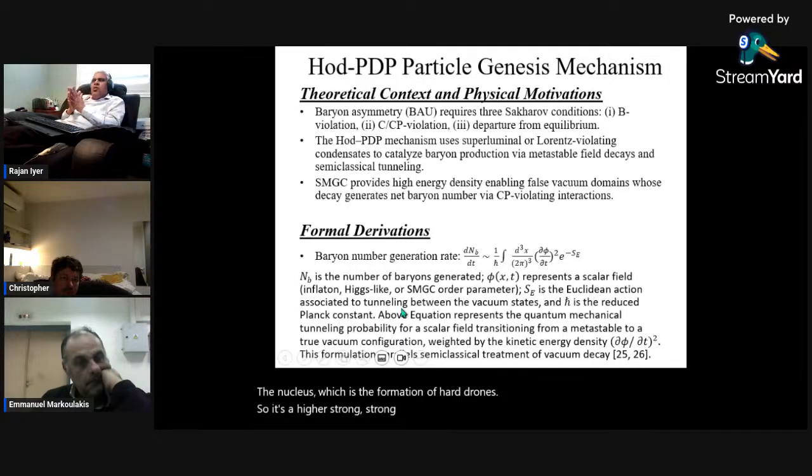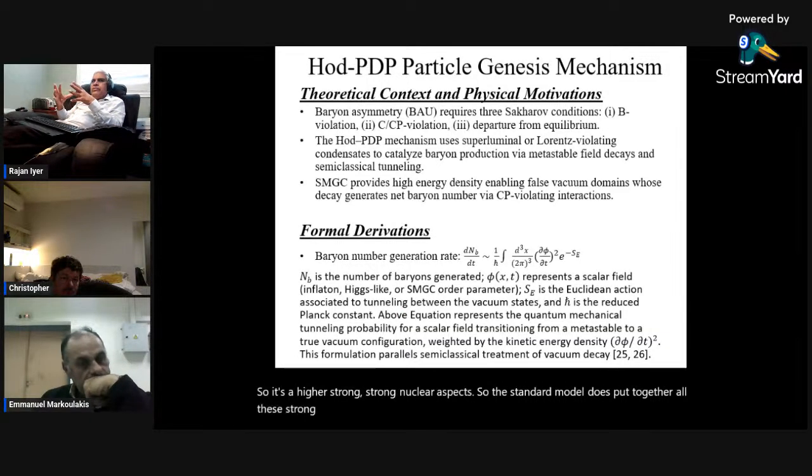So the standard model does put together all these strong nuclear, weak nuclear, and even electromagnetic to some degree, but it cannot touch upon anything about gravity. So that's why we have quantum gravity, and we are trying to understand that.